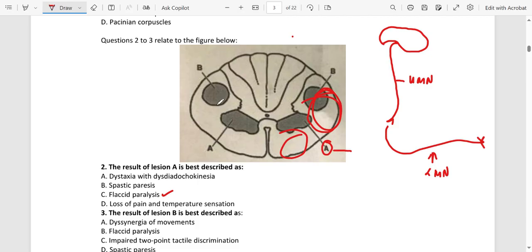But for the descending one, the important one that goes down to the spinal cord is the corticospinal, because the corticobulbar is controlling the upper part of the body, so it ends in the brainstem. Does that make some sense?